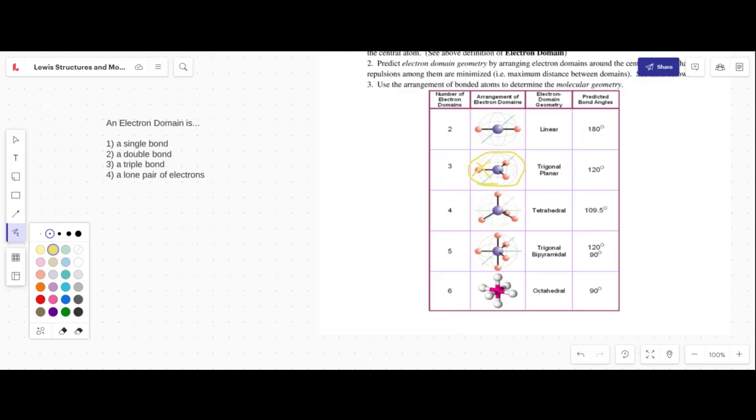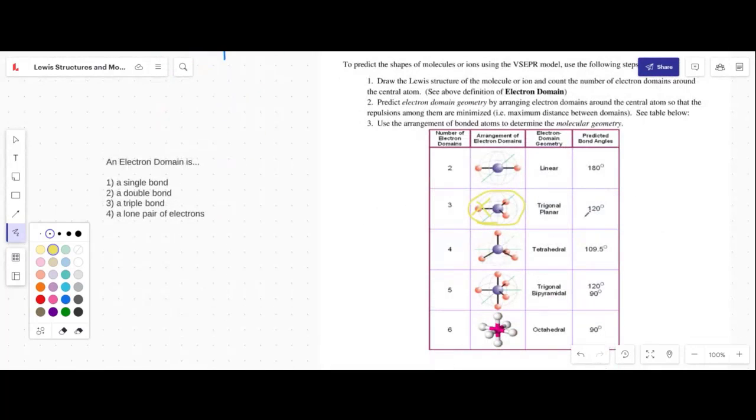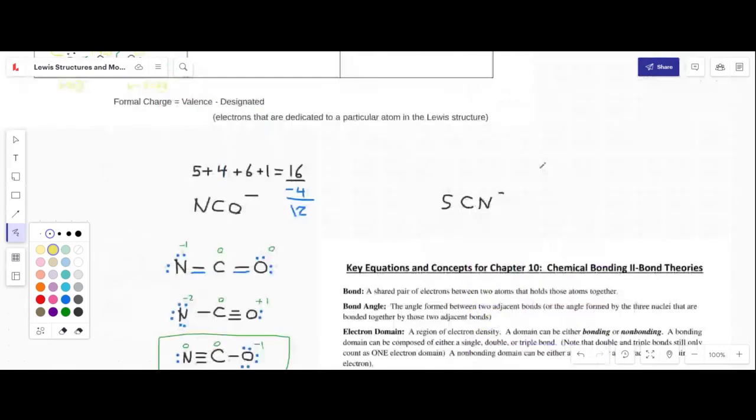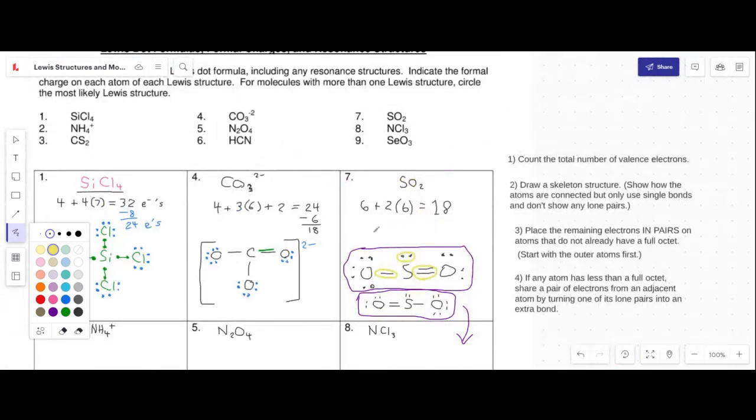So now in this case, you might actually have to distinguish here between bent with a 120 degree bond angle and bent with a 109.5 degree bond angle. In this case, this would be bent. It would be bent, but it would be 120 degrees bond angle.